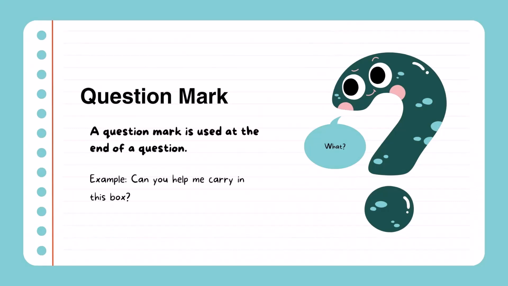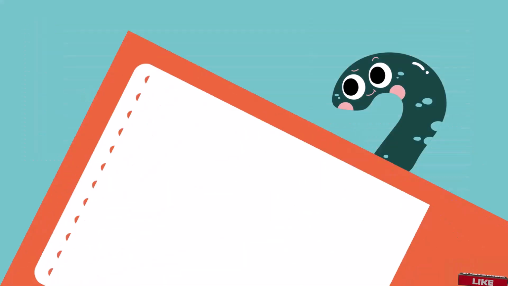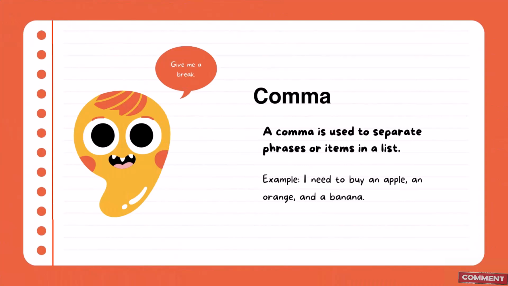Question mark. A question mark is used at the end of a question. Example: Can you help me carry in this box? Comma. A comma is used to separate phrases or items in a list. Example: I need to buy an apple, an orange, and a banana.